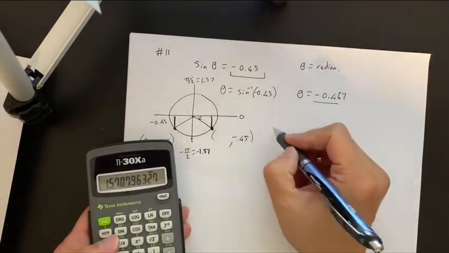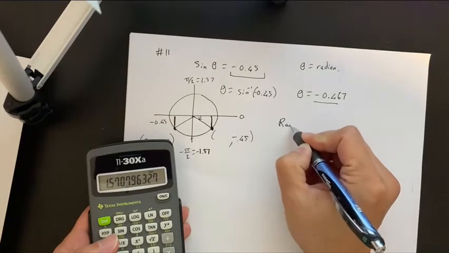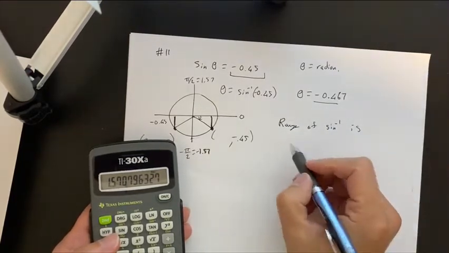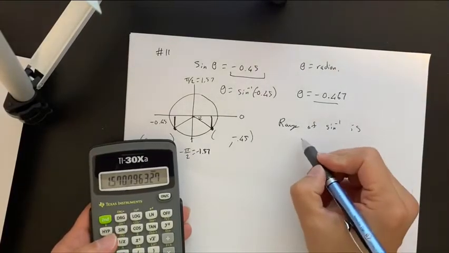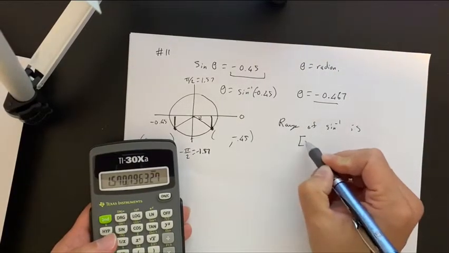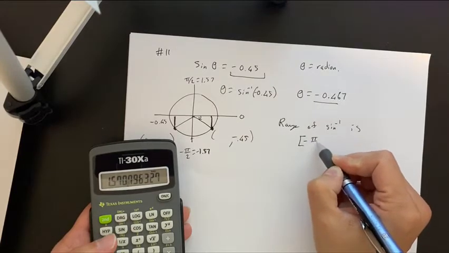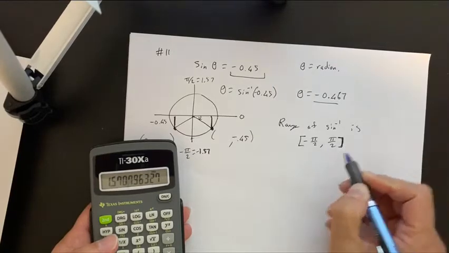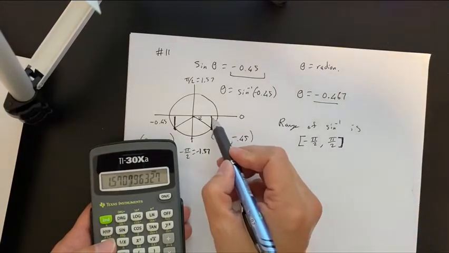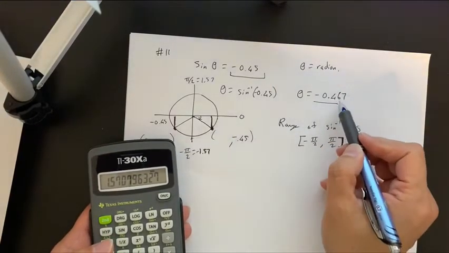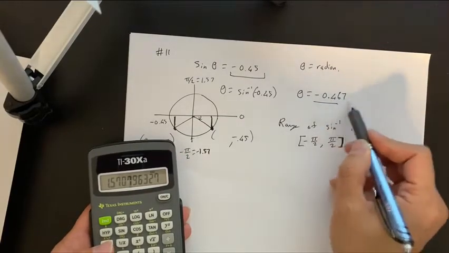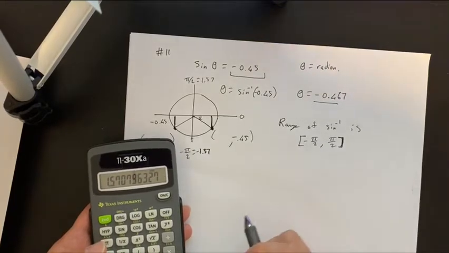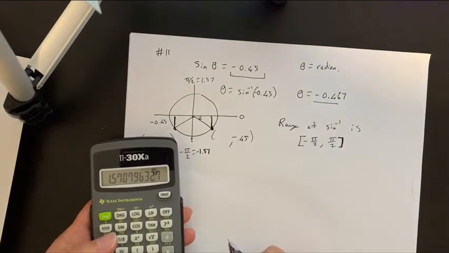Recall that the range of sine inverse is that it's only going to give you back an angle between negative pi half and pi half. So it makes sense that for this position, it gives me a negative, because this value is in between negative pi half and pi half.